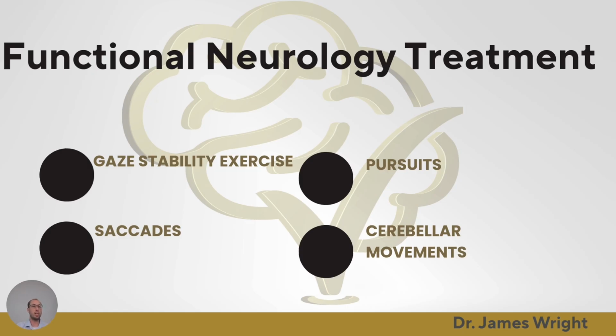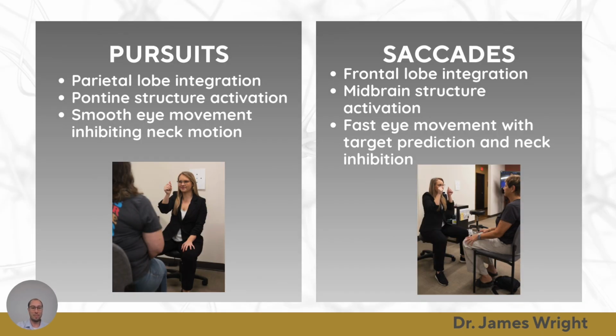And then there are particular treatments we can do to go in and exercise them, that is to say, improve them potentially. So some of the things we're going to talk about, and I'll explain these as we go, is gaze stability exercise, pursuits, saccades, and then cerebellar movements. So those words mean very little right now. So let's start with pursuits.